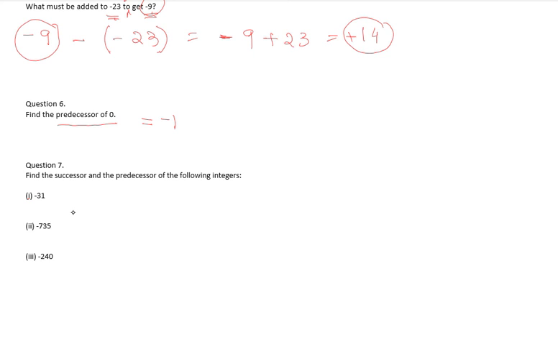Find the successor and predecessor of the following integers. So minus 31, what comes after minus 31? Minus 30. And what comes before minus 31? Minus 32. What comes after minus 735? That would be minus 734. And what comes before minus 735? That is minus 736. What comes after minus 240? Minus 239. And what comes before minus 240? Minus 241.